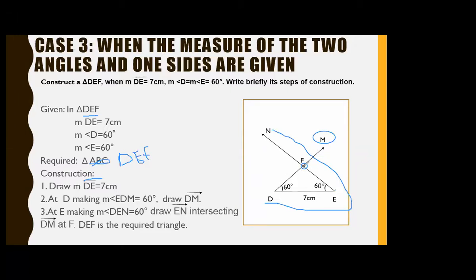Okay, that's it. And now after this third step, there is no need to write that join D to F or E to F. Why? Because it's already connected. Okay? It is already connected. So here you can write DEF is a required triangle. Is it clear?